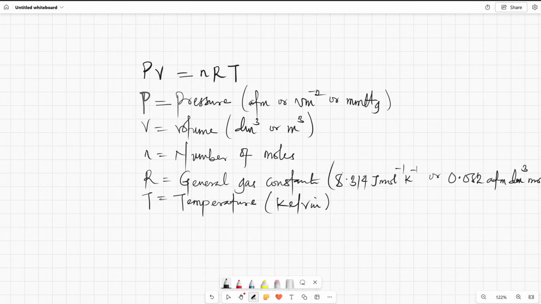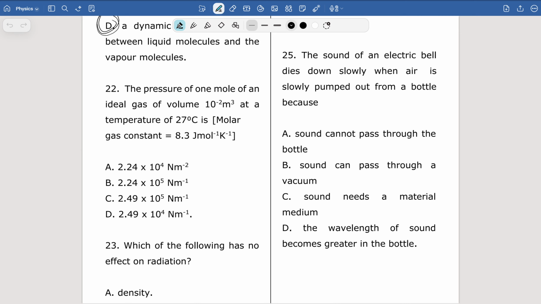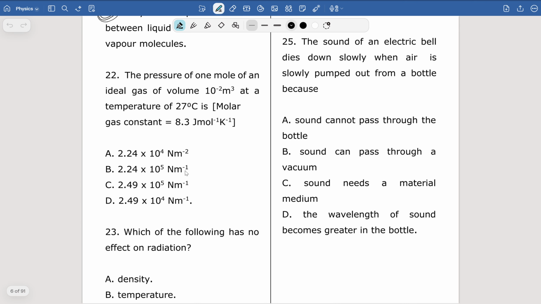Going back to the question, you need to be able to identify each of these parameters. The volume given is 10 raised to the power -2 meter cube. The given temperature is 27 degrees C. To convert that to Kelvin, you add 273, which gives you 300 Kelvin.